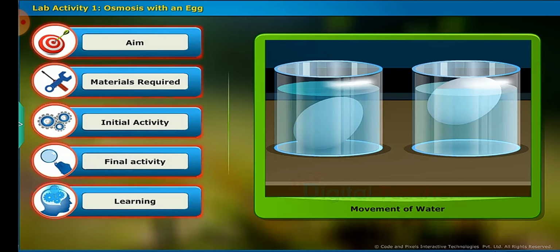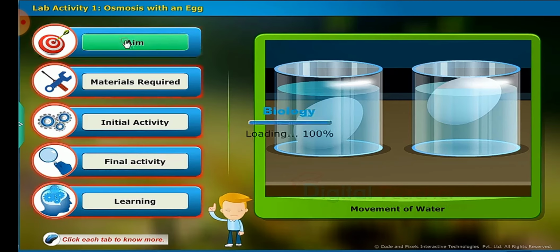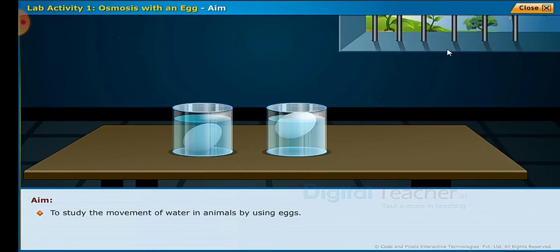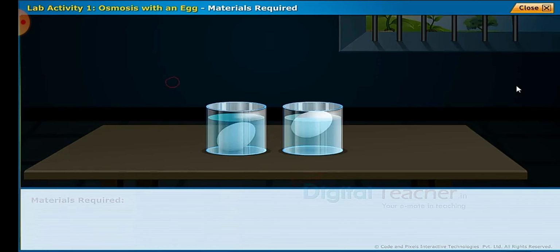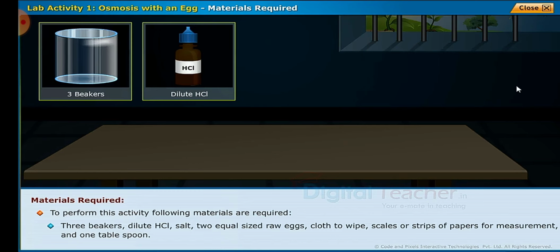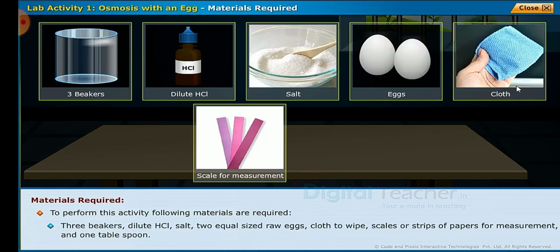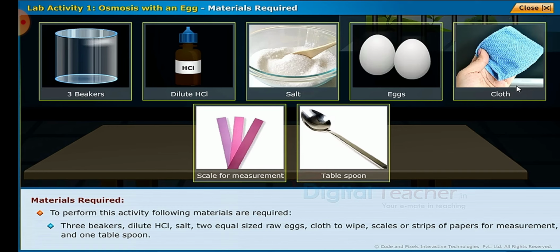Here, let us perform an activity to study the movement of water in animals by using eggs. Click each tab to know more. To study movement of water in animals by using eggs. To perform this activity, the following materials are required: 3 beakers, dilute HCl, salt, 2 equal-sized raw eggs, cloth to wipe, scales or strip of paper for measurement, and 1 tablespoon.